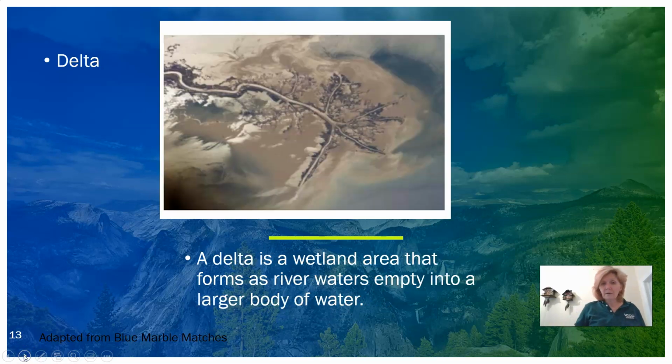A delta. A delta is just a wetland area that forms where the river waters empty into a bigger body of water. So in this case, that body of water that you see in the bottom part of the picture is an ocean, and this is a river, and all of that builds up and it dumps down, it empties into the larger body of water, in this case, the ocean.